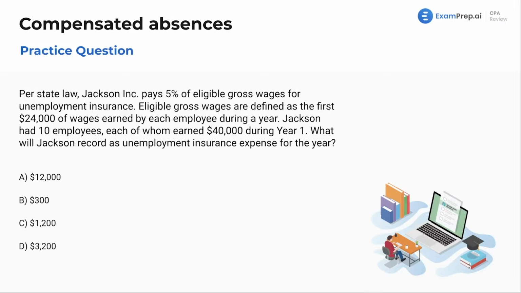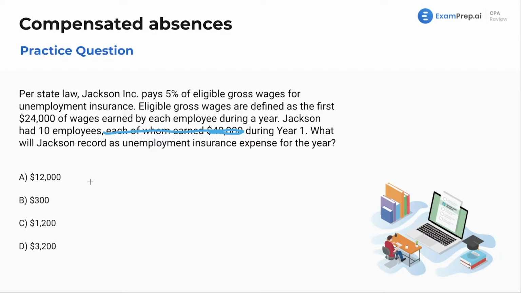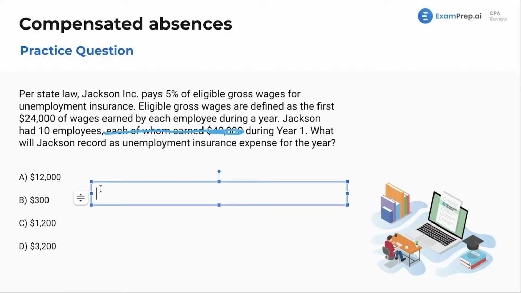Let's think about this. I'm going to initially cross off the $40,000 because the insurance is only going to affect the first $24,000. We don't care how much they make after that. Awesome. Now, from there, where do we go? I don't know. You tell me. No, I know. I've practiced some of these questions, and you will too. Now, let's think about it. We have 10 employees. We also have $24,000 per employee. So what does that tell us? That tells us the total gross wages up to that limit that we need to account for.